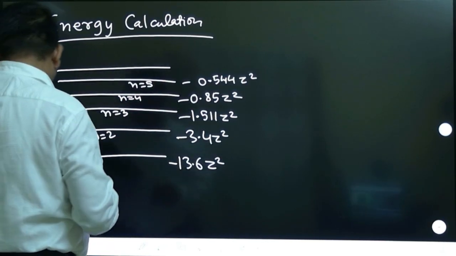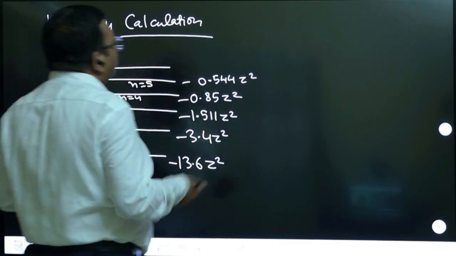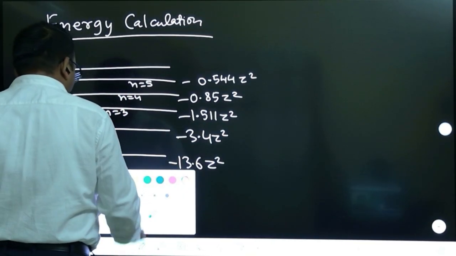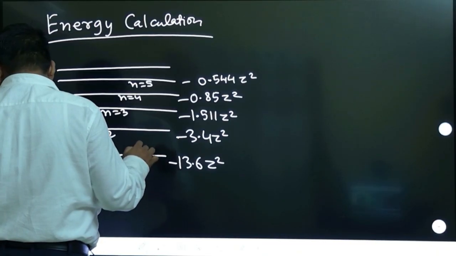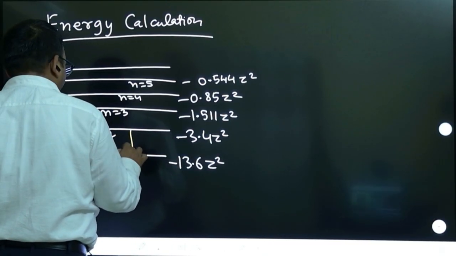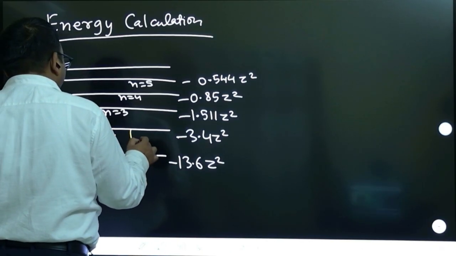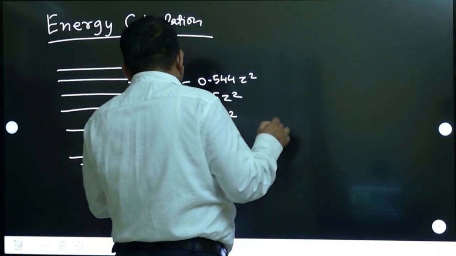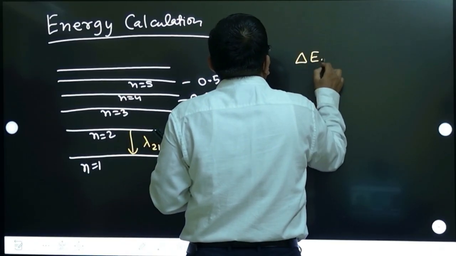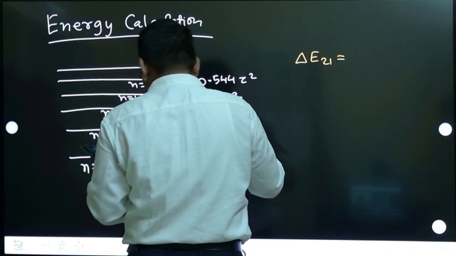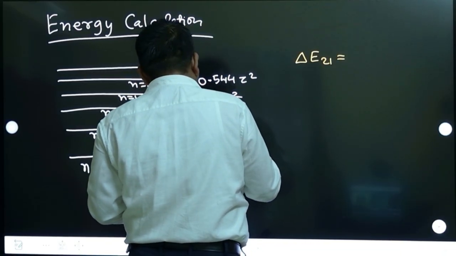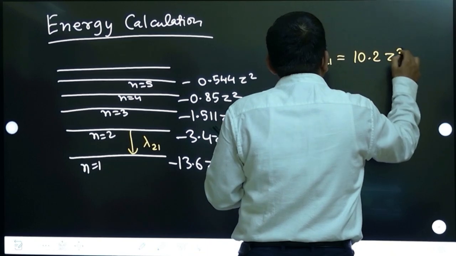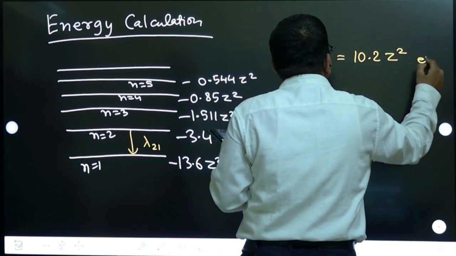You have to remember it. Otherwise, you know how to derive it. Now, what is very important is when a transition is happening, let us say from the second to the first. What will be the wavelength for this 2 to 1 transition? We want to calculate that. For the energy transition 2 to 1, you subtract the energies. The difference will give you 10.2 Z square. Everything is in electron volt, so you don't have to worry about this.